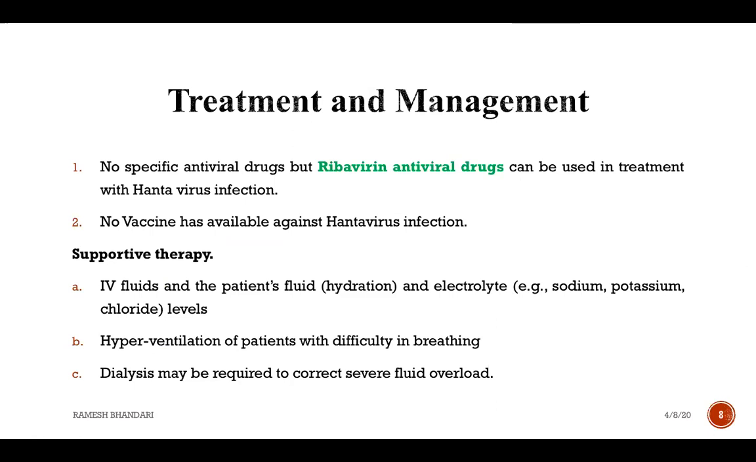Persons who have difficulty breathing can be kept on ventilation for artificial respiration. For persons with acute kidney failure, we can do dialysis to correct the severe fluid overload.